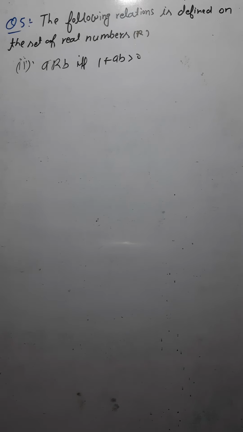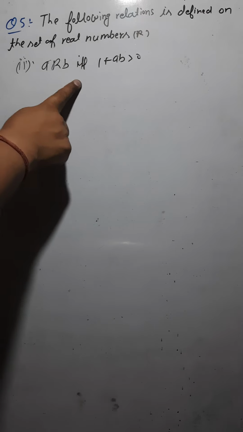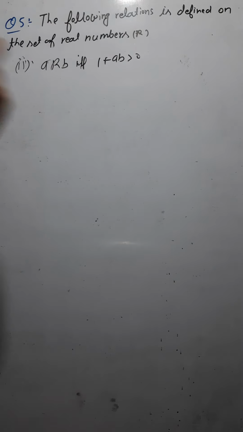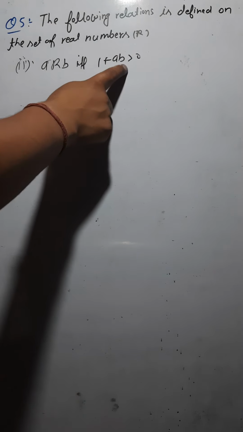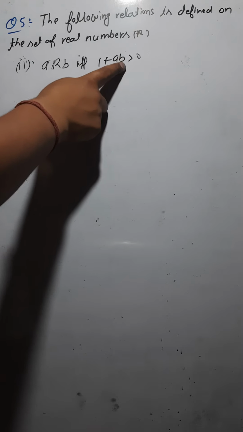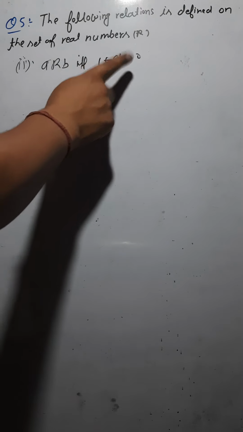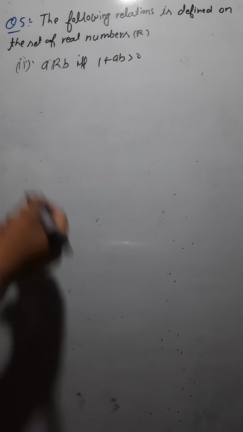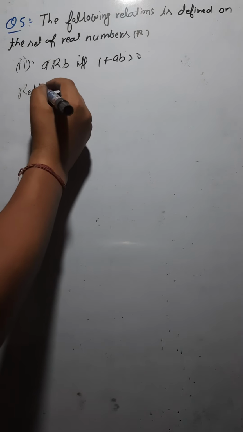Now this is the next part of the question. A is related to B if and only if 1 plus AB is greater than 0. Then only you would say that A is related to B. Now we would check whether the given relation is reflexive or not. So first check its reflexivity.